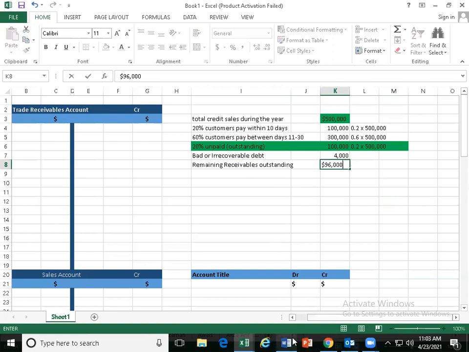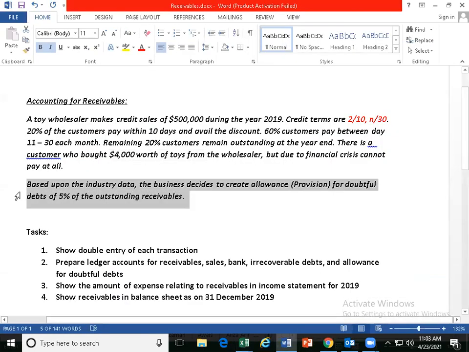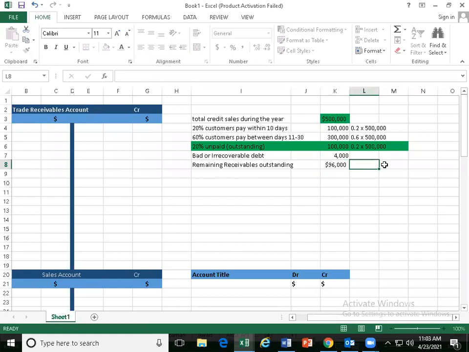And what we are given in the very last sentence of the exercise is that the company wants to create a provision or allowance for doubtful debts of 5% of the outstanding receivables. Now, outstanding receivables are $96,000. So 96,000 times 5%. And how much do we get? Yes, you are very right, $4,800. So now all the numbers are done.